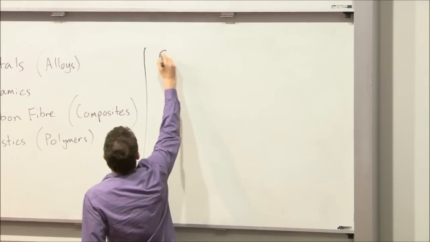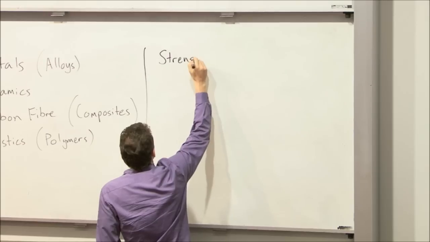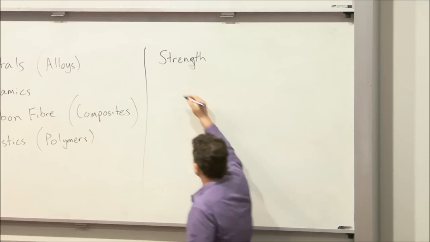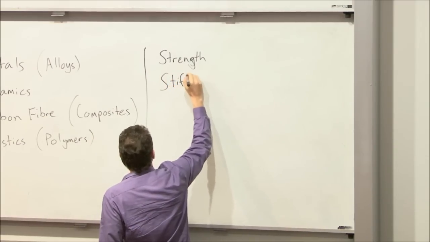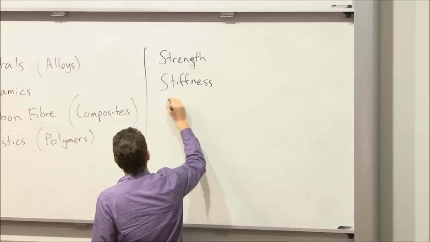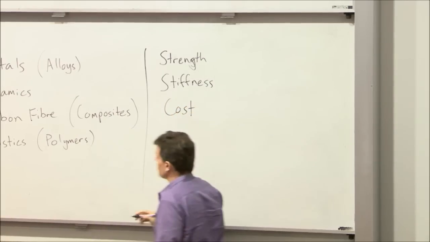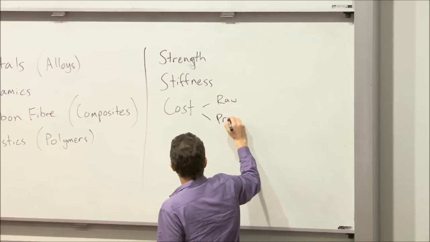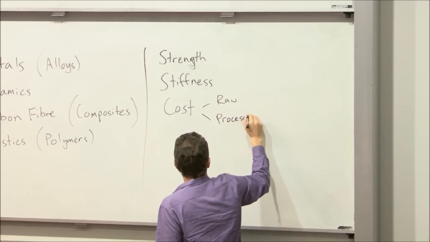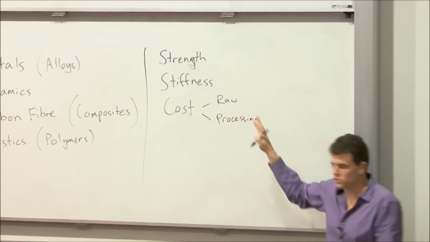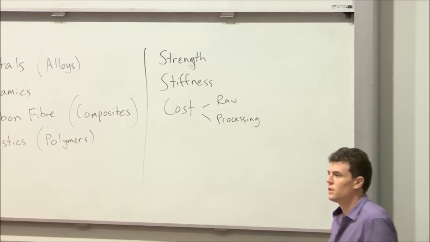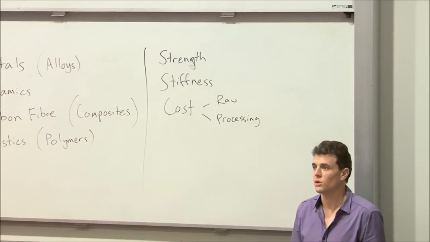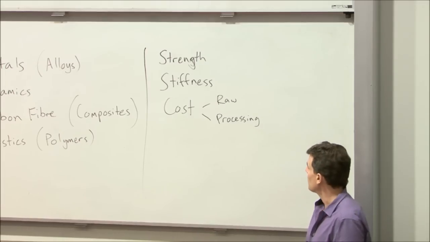Yeah, so strength. Stiffness. Cost. Yeah, cost is a tricky one because there's raw material costs, there's processing and fabrication. So there's a lot of issues in cost. It's a very tricky thing to quantify. The amount that it costs to get out of the ground, in the case of a metal, is very different from the cost of actually using it.